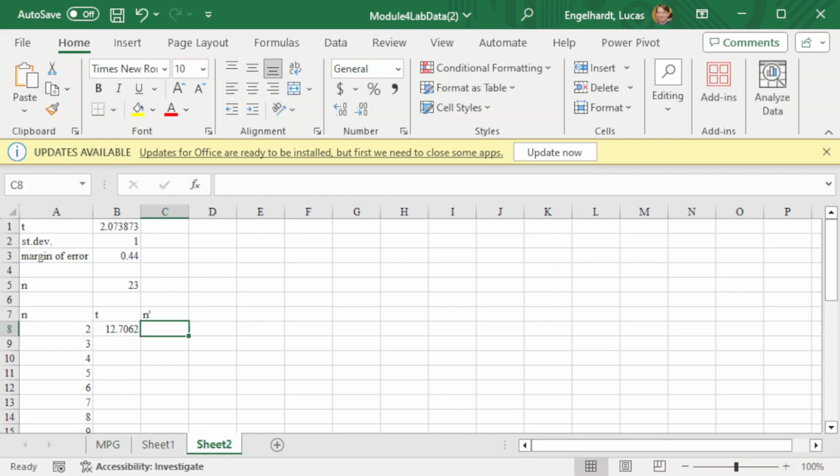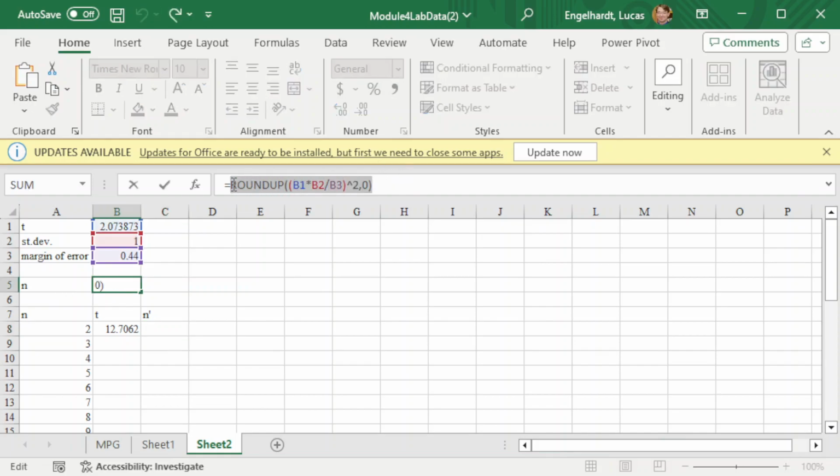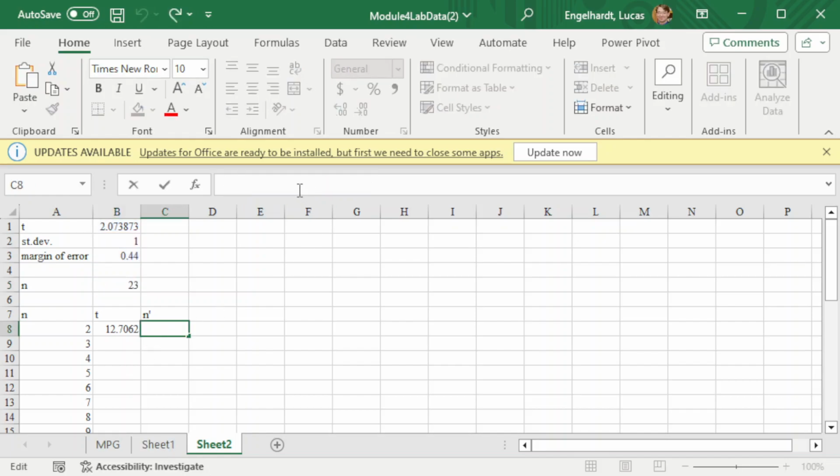That would be what it says, based on this guessed sample size, what our sample size should actually be. To get that, I'm going to use the formula from here, but I'm going to have to make some modifications to it. The big thing here is that I'm not using this t anymore, so I'm not going to want to refer to b1. I want instead to refer to b8, so I want to take the t that goes into the formula from the line that I'm in.